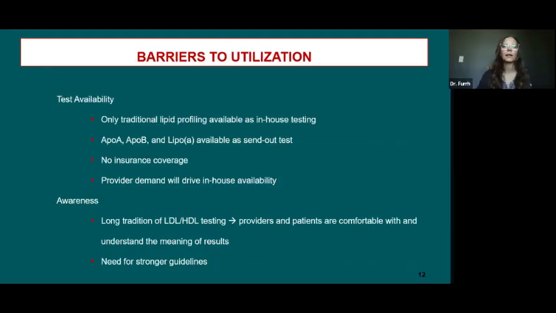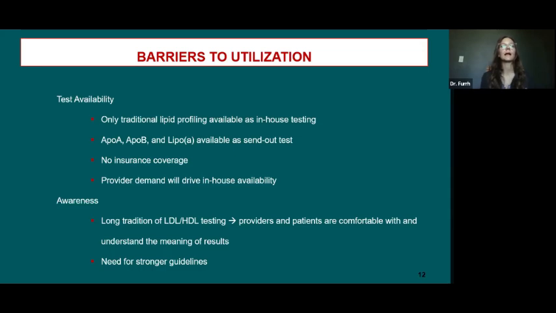That's a very good question. And as with all newly developed laboratory testing, there are a lot of barriers to utilization. One of them is test availability. Only your traditional lipid profiling, LDL, HDL, and such will be available as in-house testing at most facilities at this time. So ApoA, ApoB, and lipoprotein A will only be available as send-out, which means a longer turnaround time. And a lot of providers and patients just like to get results as soon as they can.